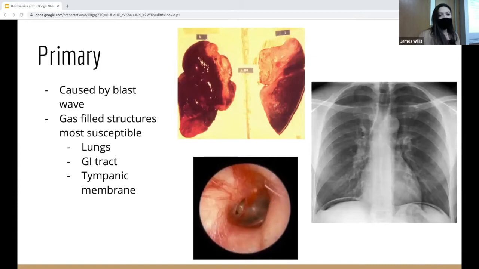Okay. So primary blast injuries are due to the blast wave, so that makes them unique to high order explosives. That initial high pressurized wave is then followed by an underpressurized vacuum. And these pressure differences cause damage to tissues with an air fluid interface. So the ones most susceptible are the lungs, GI tract, and tympanic membranes. And I'm going to go into more detail of those injuries now.